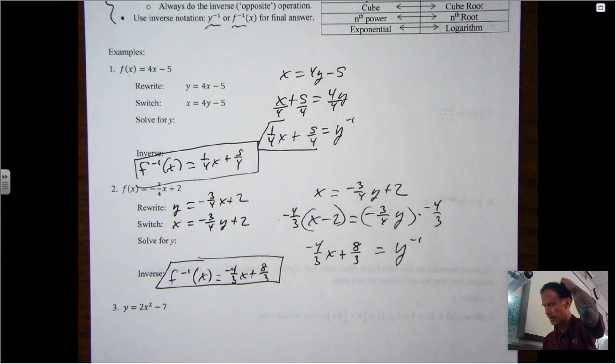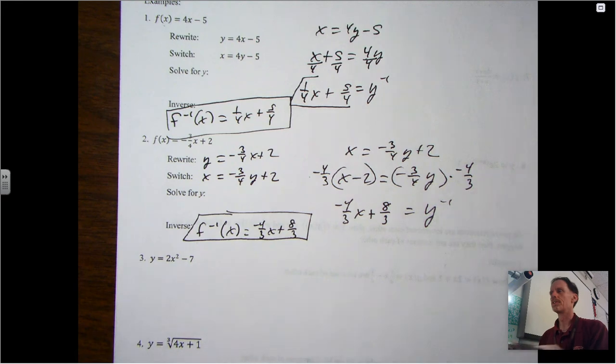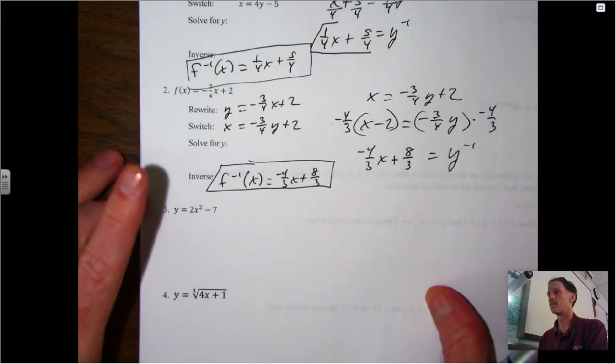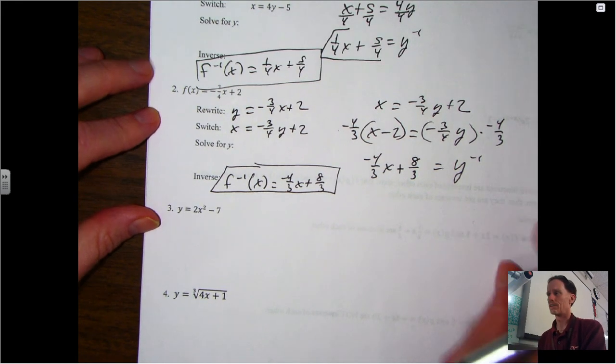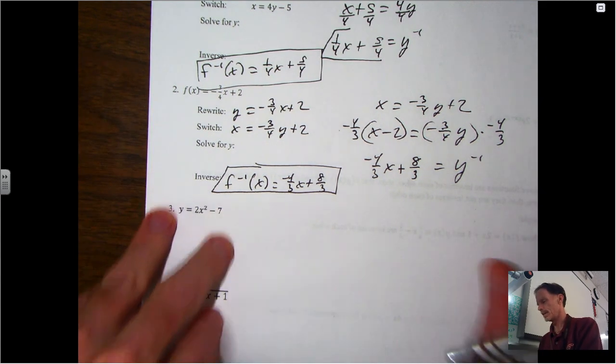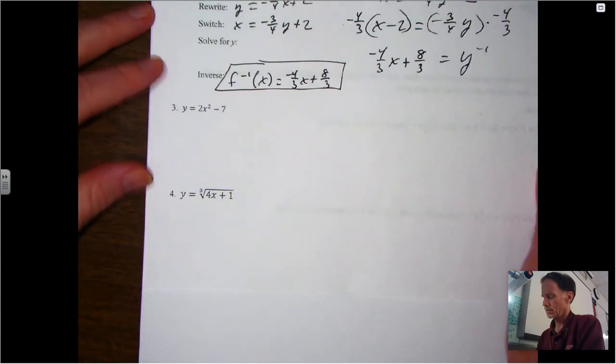Everything else is just the same, guys. Some of the other examples have some roots and some radicals and stuff like that, but it is 100% the identical process for every single one you see of these. Okay, so let's take a look at this one.